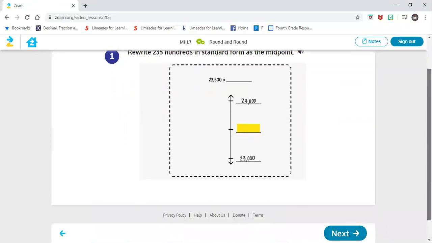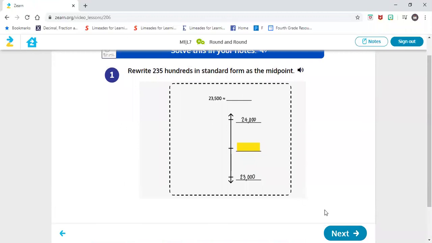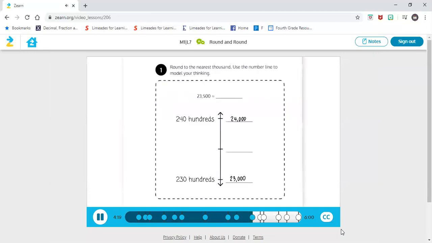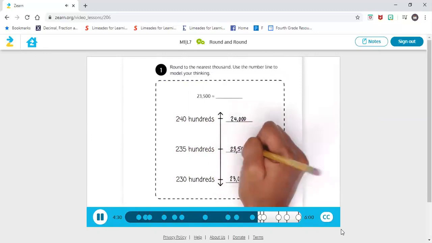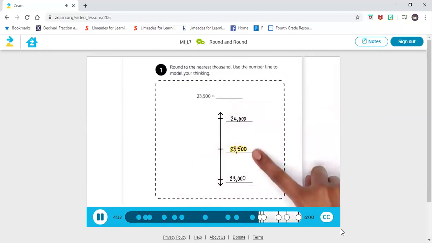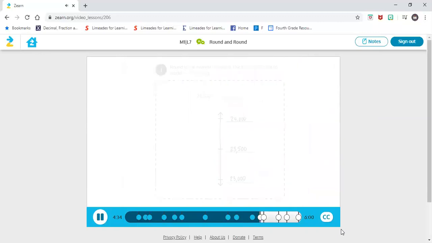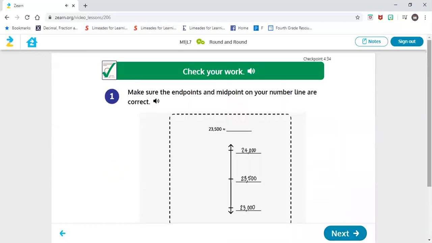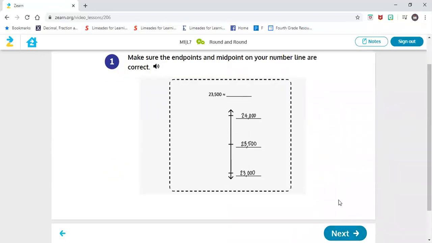So rewrite your 235 hundreds in standard form on your paper. Halfway between 230 hundreds and 240 hundreds is 235 hundreds. 235 hundreds is equal to 23,500. So that's our midpoint. Check your work. Pause it here if you need to erase anything. If not, let's keep going.